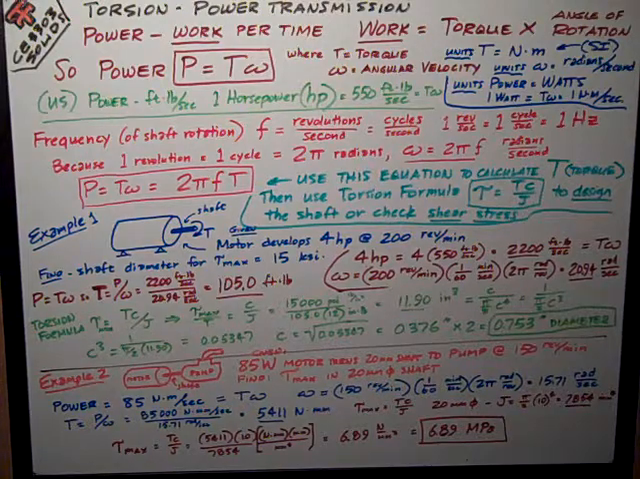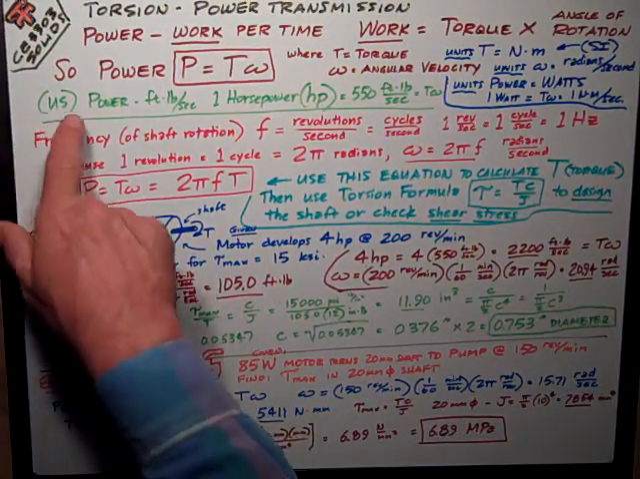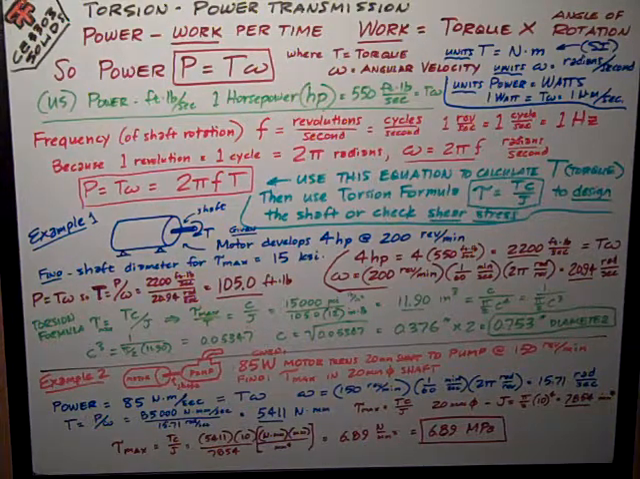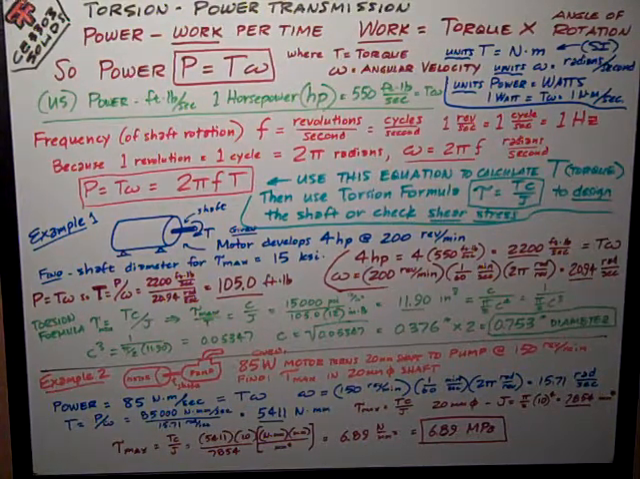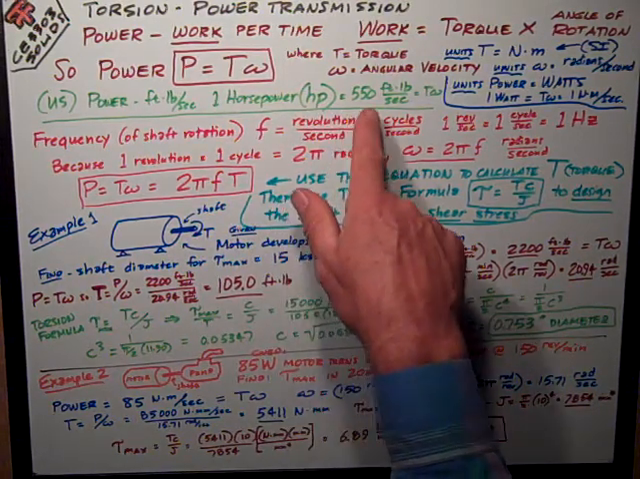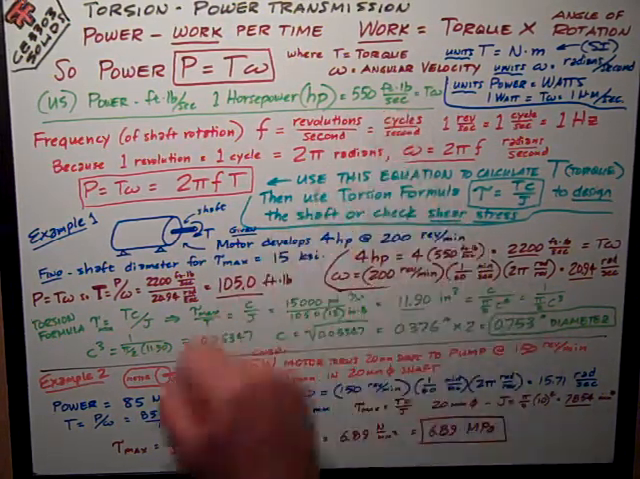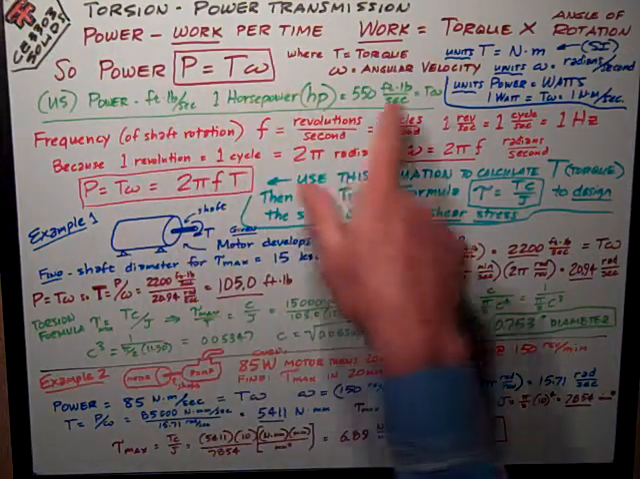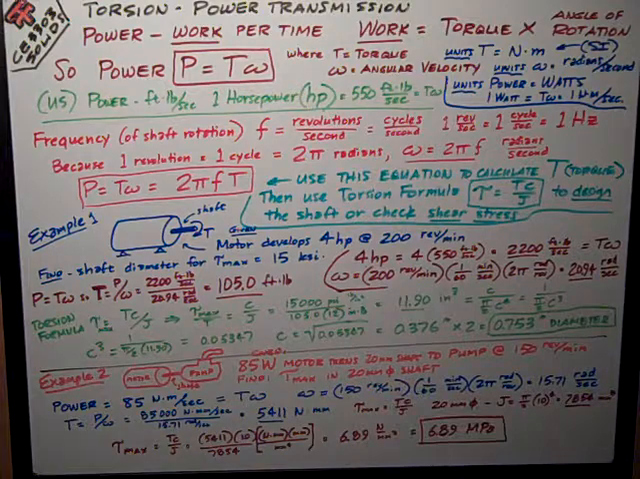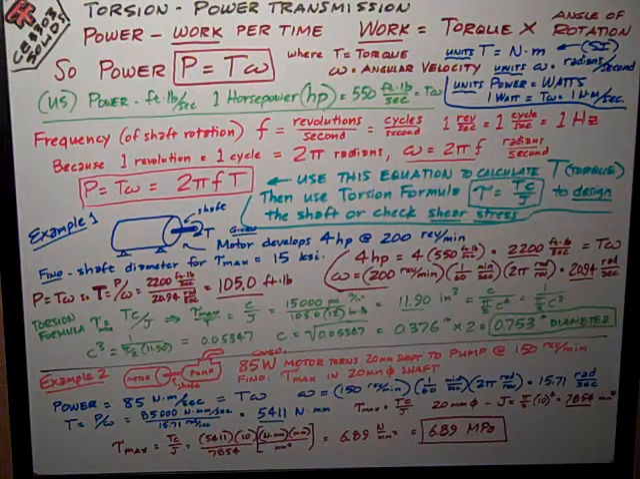So it's involving revolution. In the US system, power, the basic units, are foot-pounds per second, but for some reason we've gotten into horsepower. 1 horsepower is defined as 550 foot-pounds per second. Power is equal to torque times angular velocity. So we're going to use that relationship.